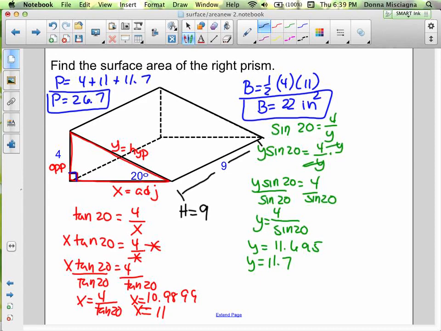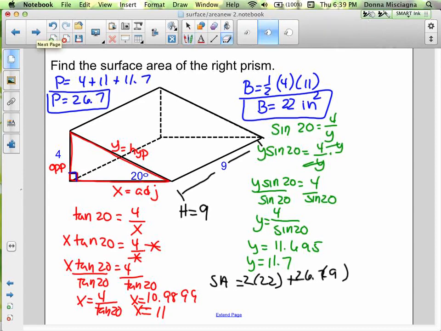So our surface area, I'm not writing the formula this time, is equal to 2 times the area of the base, which is 22, plus the perimeter, which is 26.7, times the height of the prism, which is 9. My parentheses went right over my 7. I'm trying to write fast. I'll never get in that spot, but let's see how it goes.